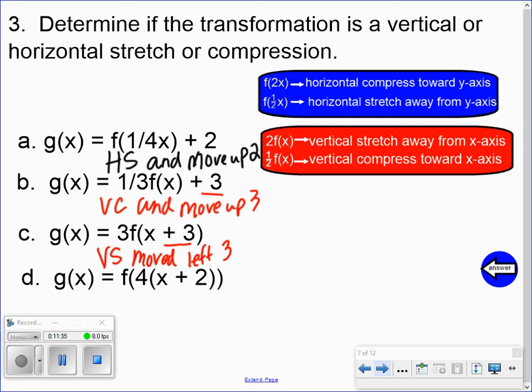times x plus 2. So 2 things are happening here. First, we have a horizontal compression because we have a 4 on the inside that's being multiplied, and it's greater than 1. So this would be horizontal. So horizontal compression. And it's also moving to the left 2 because we have +2 on the inside. So horizontal compression and moved left 2.